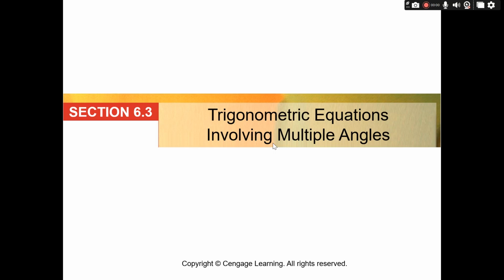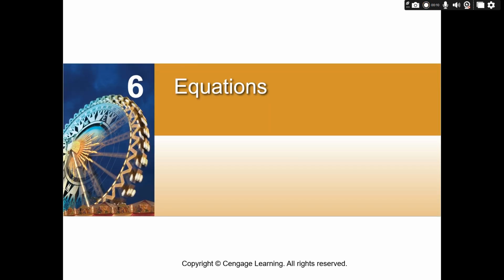All right, class 6.3, let's go. This is trigonometry equations involving multiple angles, and we're going to go through a few things here.